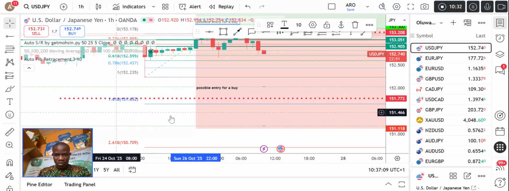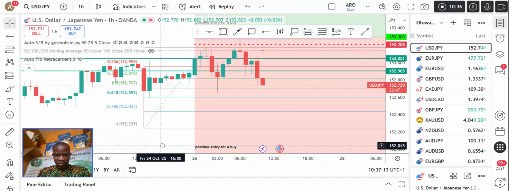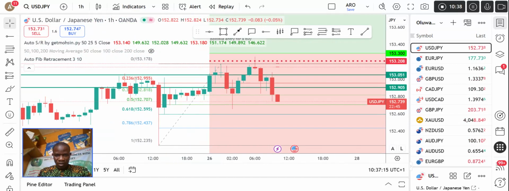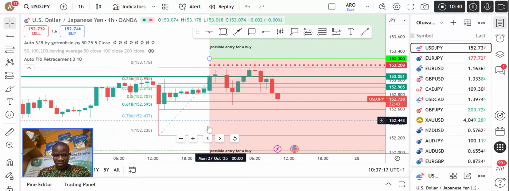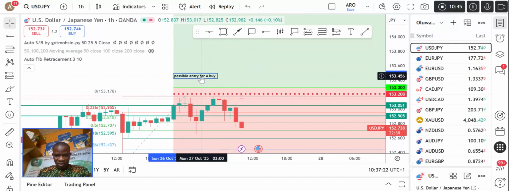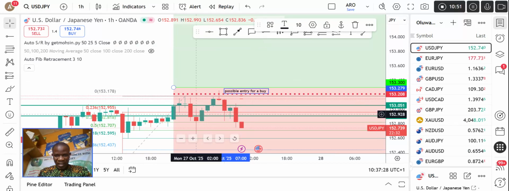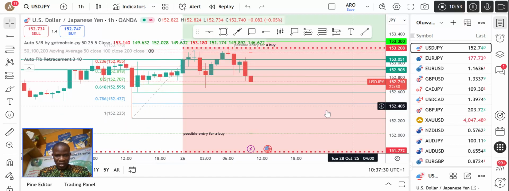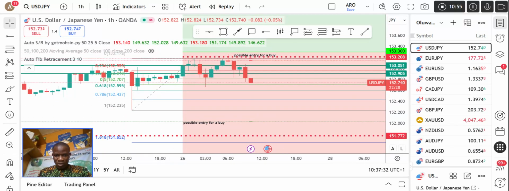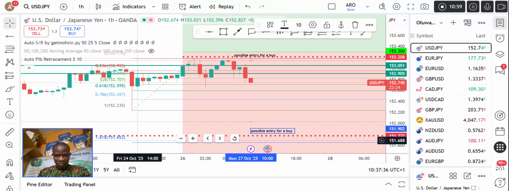On the 1 hour candles time frame, let's see what we have here. I'm still going to adjust that. You can see that the market is really retracing, but we need to wait for confirmation before we buy. We can't just buy blindly. We buy with precision.